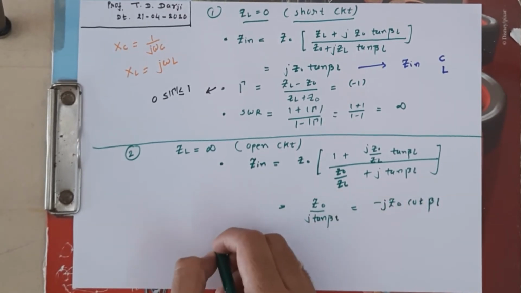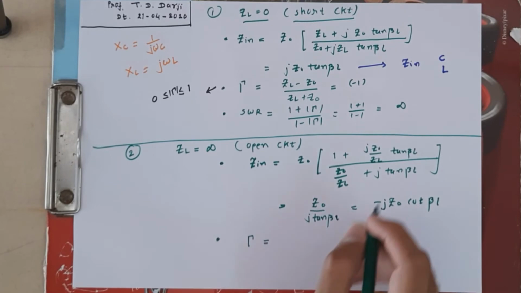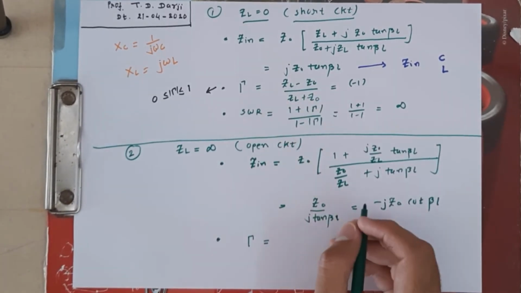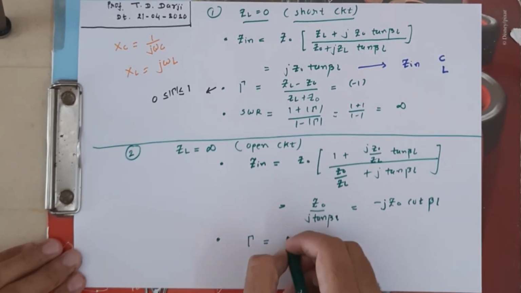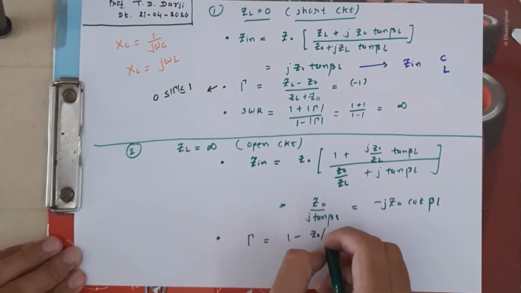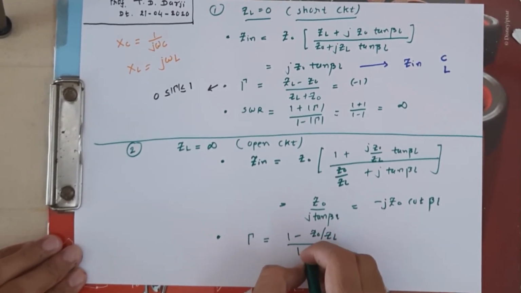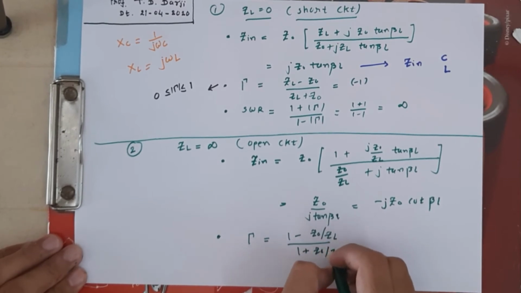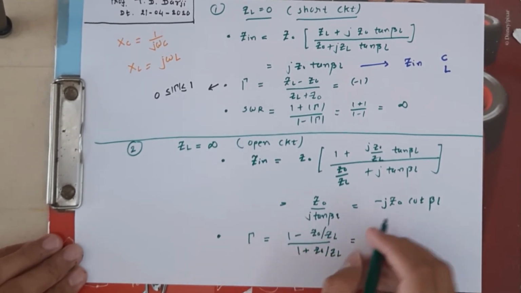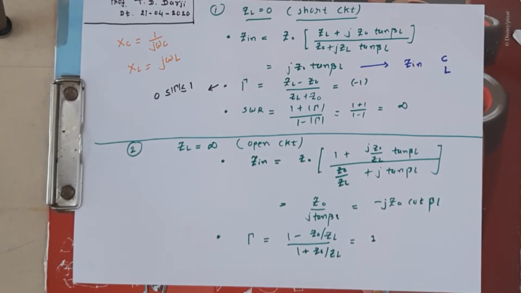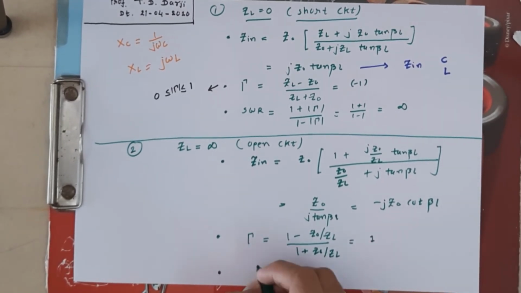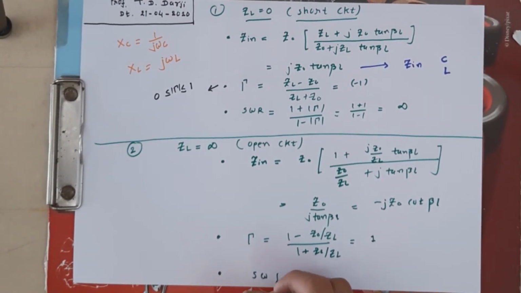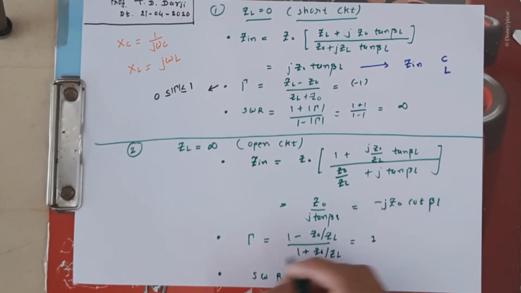In that case, what is the voltage reflection coefficient? Voltage reflection coefficient is ZL minus Z0 upon ZL plus Z0. I have to take ZL as common, so this is 1 minus Z0 by ZL upon 1 plus Z0 by ZL. This term is 0, so this is 1. So in this case the reflection coefficient is 1, and for VSWR, the voltage standing wave ratio, it is 1 plus tau upon 1 minus tau, so it should remain the same, it is infinity. So the value of SWR is infinity in this case also.